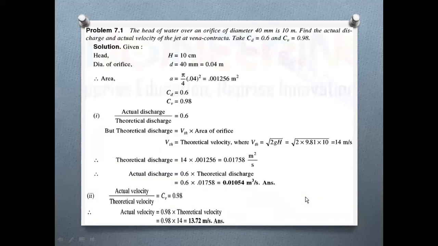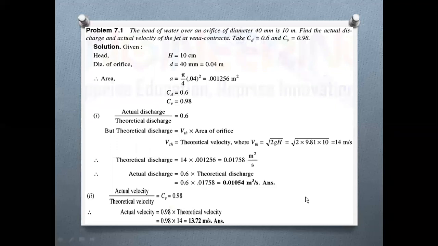We will see a problem. The head of water over an orifice of diameter 40 mm is 10 meter. Find the actual discharge and the actual velocity of the jet at vena contracta. Take the value of CD as 0.6 and the value of CV as 0.98. Solution: the given values are head H equal to 10 meter, diameter of orifice is 40 mm, that is 0.04 meter. Then the area A equal to pi by 4 d square, which is equal to 0.001256 meter square. CD is equal to 0.6, CV equal to 0.98.